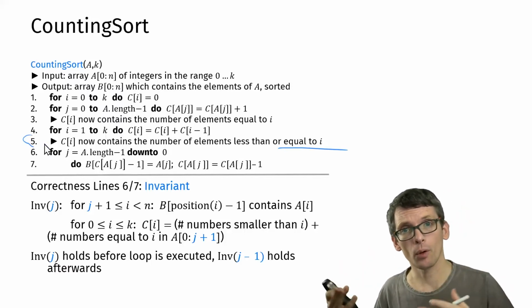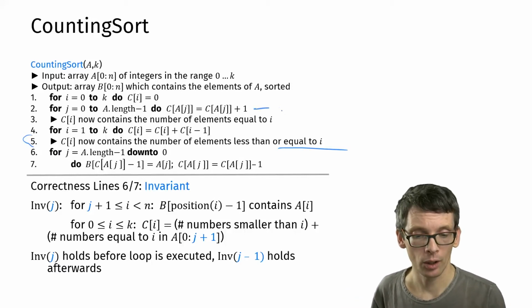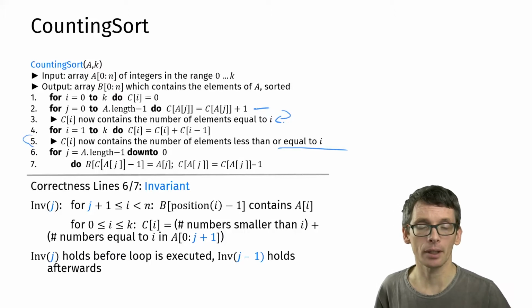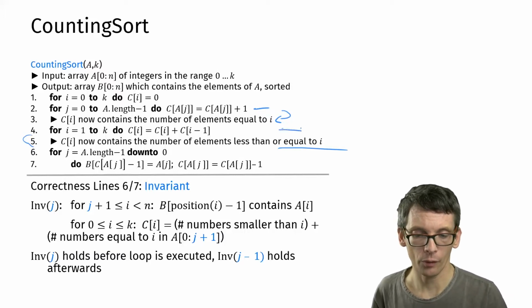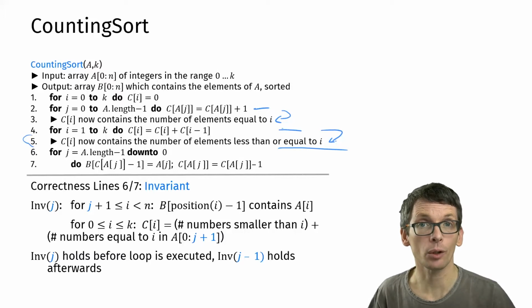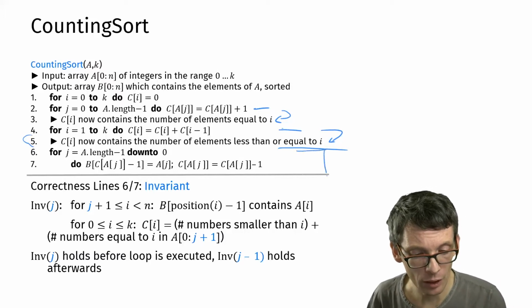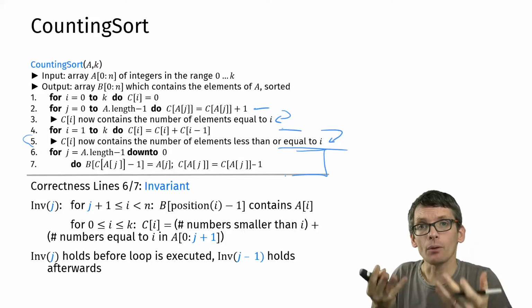If you would want to prove that, you would first do a loop invariant proof for the loop in line 2 to get the statement in line 3, and then a loop invariant for the loop in line 4 to get the statement in line 5. Let's say we take that for granted. The interesting part here is actually the correctness of the last loop. So again, we do a loop invariant proof.